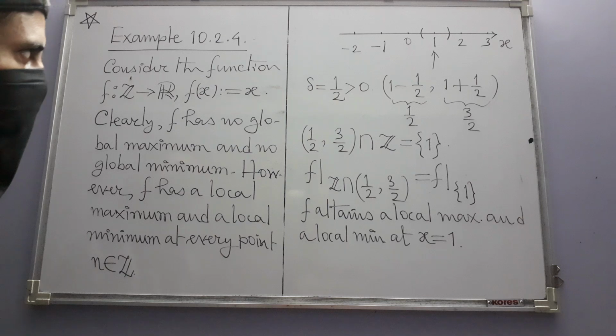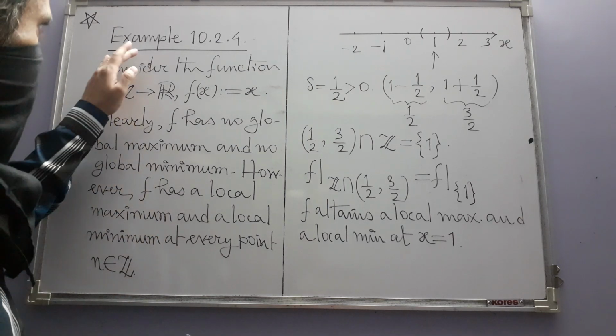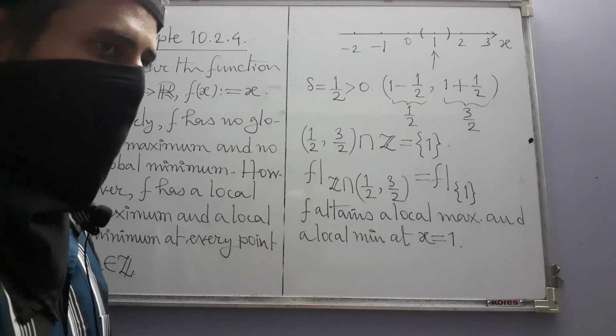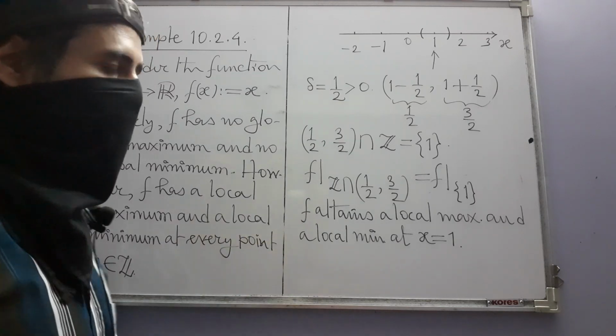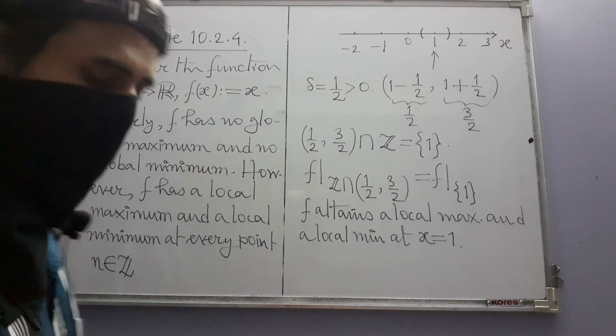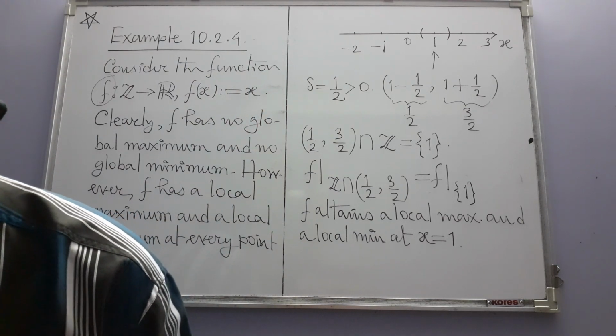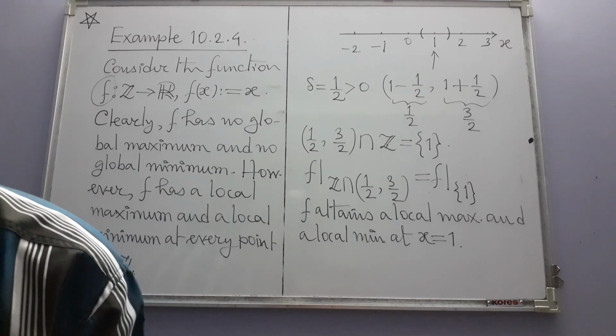So you see how strange it is. The original function has no global maximum, no global minimum, but has the local versions of maxima and minima at every point of its domain. Okay, so that is this fourth item. All right.